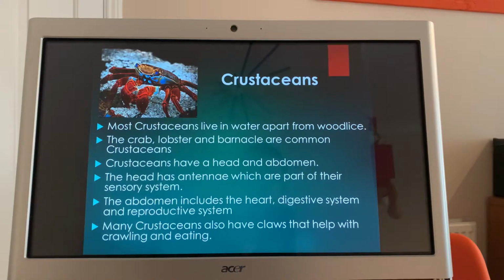Crustaceans. Most crustaceans live in water, apart from woodlice. The crab, lobster, and barnacle are common crustaceans. Crustaceans have a head and abdomen. The head has antennae, which are part of their sensory system. The abdomen includes the heart, digestive system, and reproductive system. Many crustaceans also have claws that help with crawling and eating.